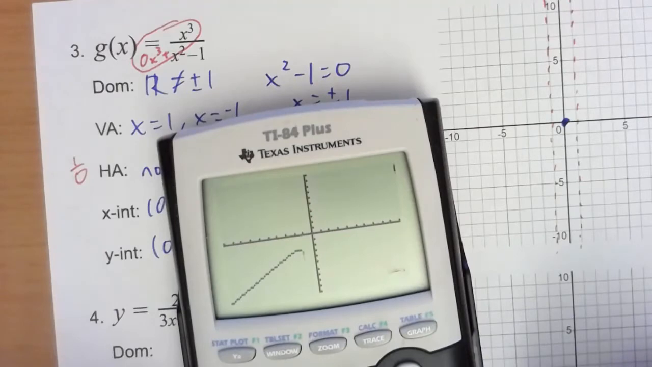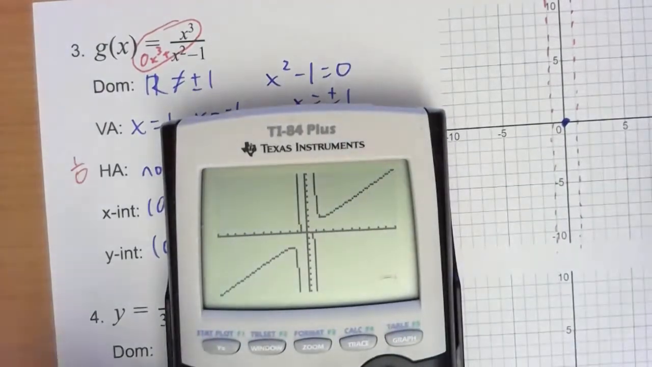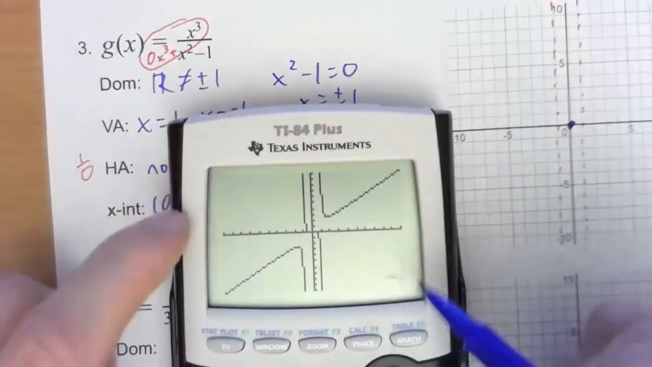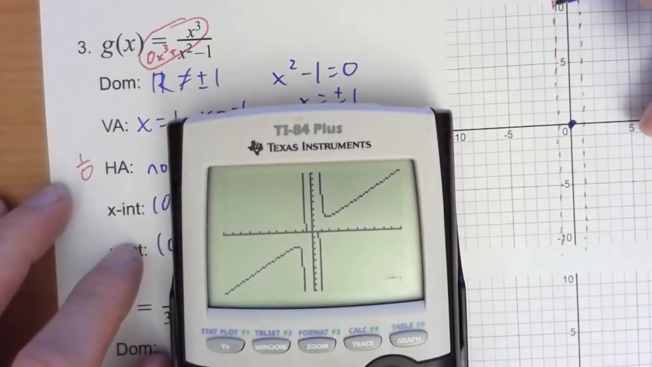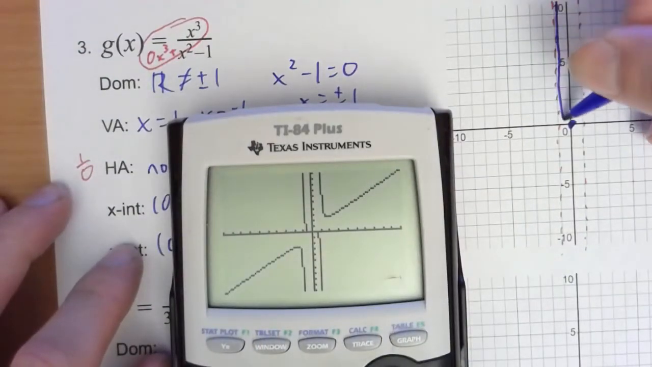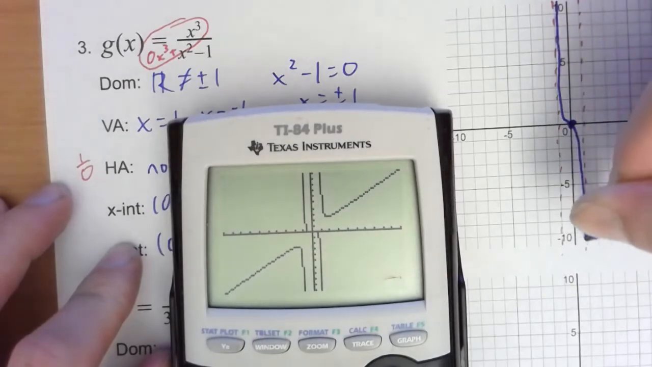If we take a look at this, we've got almost a cubic looking kind of thing there, except the cubic would go more out to the sides. It wouldn't approach the vertical line, but a similar shape. So this middle section goes like that.